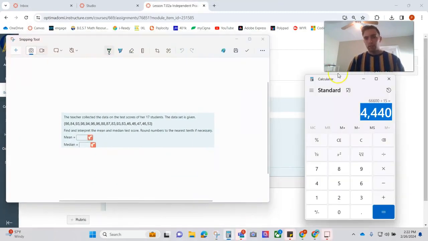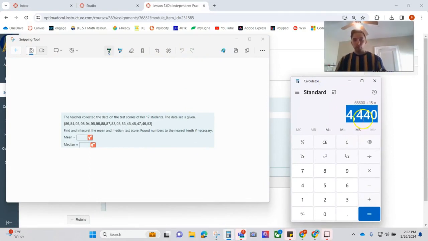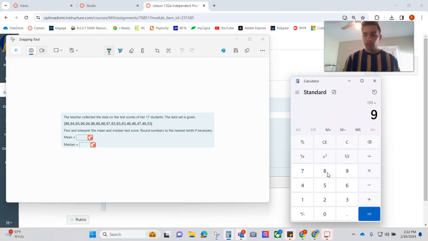Okay, let's find the mean of these where we add all the numbers up and divide by how many numbers there are. 86 plus 84 plus 93 plus 98 plus 94 plus 96 plus 96 plus 88 plus 87 plus 83 plus 93 plus 83 plus 46 plus 46 plus 47 plus 46 plus 53 equals, and there's 17 numbers, so I divide this by 17.